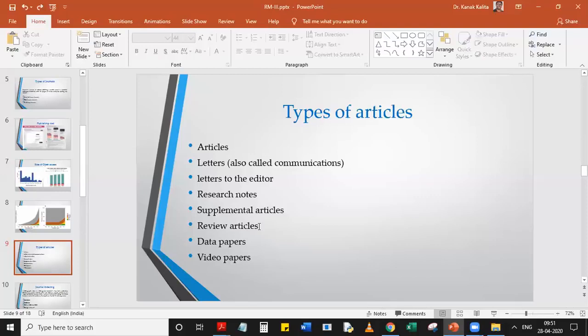Okay. So next is the data paper. Data papers are again something that is very recent.